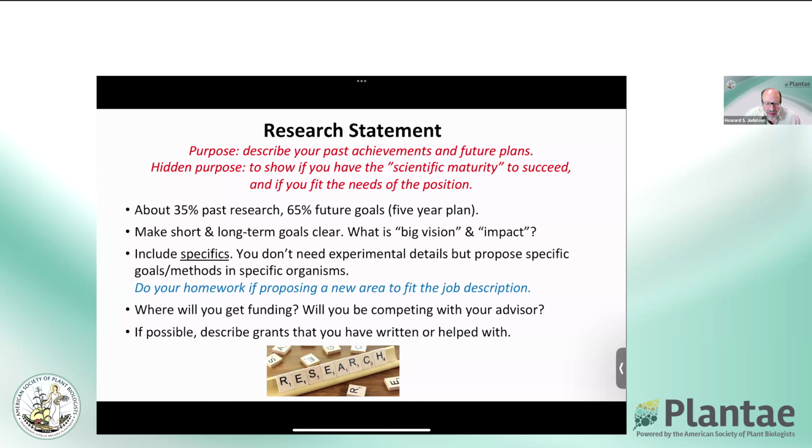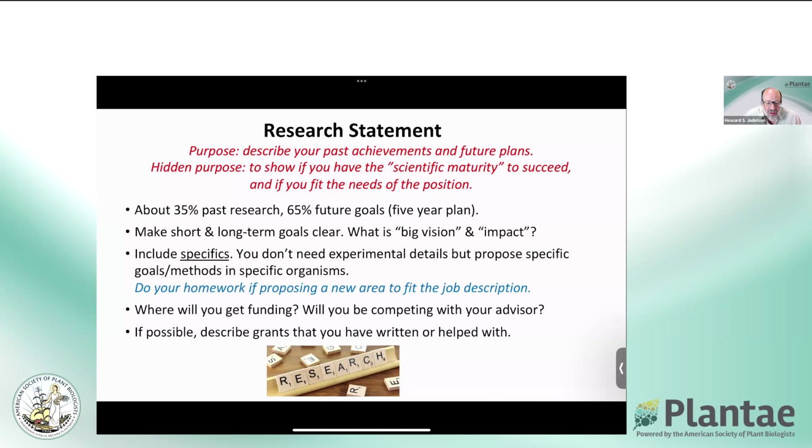So there'll be a mixture of your past work and your future goals. Usually, it depends how many years you've been a postdoc or after your PhD. Future goals usually would be something like a 5-year plan. And in that, you want to make clear what your short-term goals are and what your long-term goals are. And what are you doing? What are the big things that you're trying to figure out? What is the impact of your research?